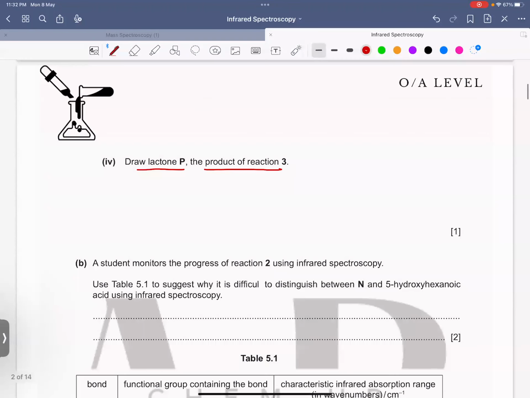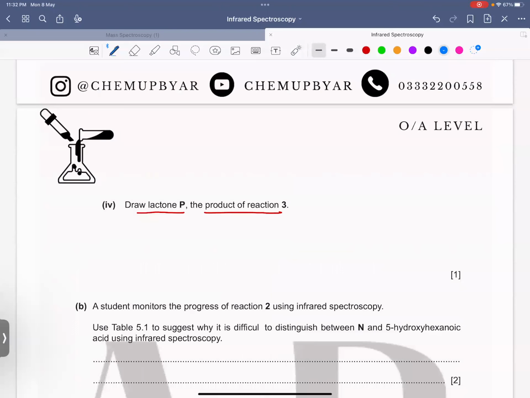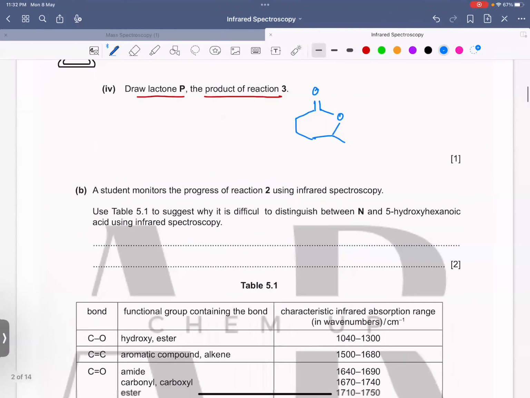Now, draw the structure of P. So we have already figured out that there is carbon number 5 which is bonded to O, and that O is bonded to carbon number 1 which has a side chain. Then carbon number 2, carbon number 3, carbon number 4, and that is bonded to carbon number 5. Okay.